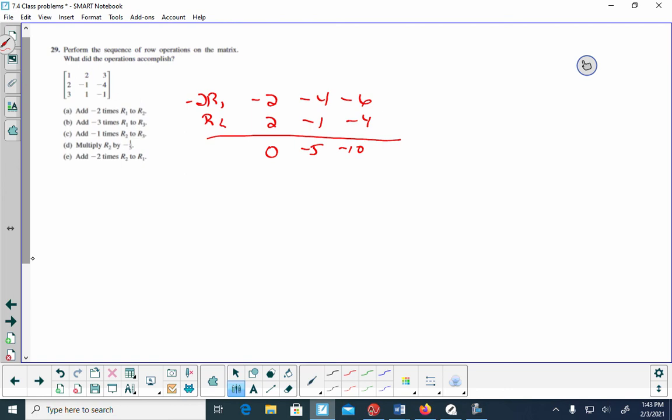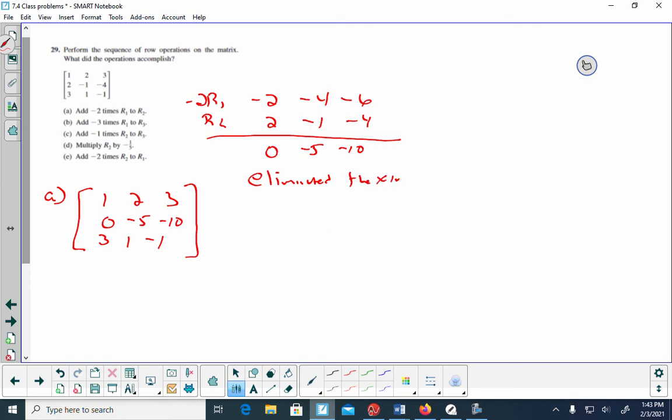So right now, after step A, I have a matrix C that's 1, 2, 3, 0, -5, -10, and I didn't change my third row at all. And what did that accomplish? That eliminated the X in row 2.